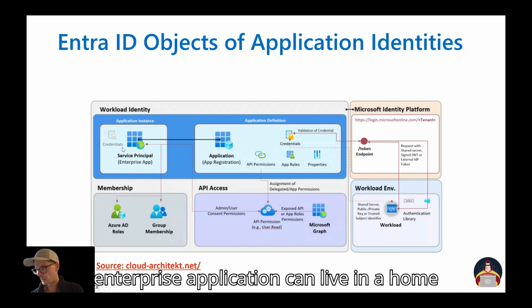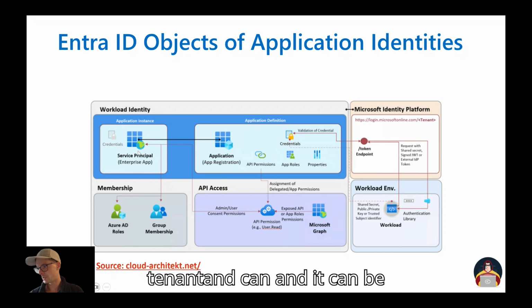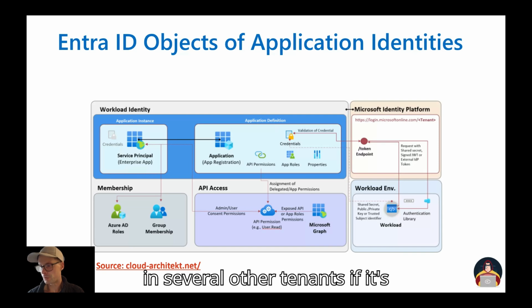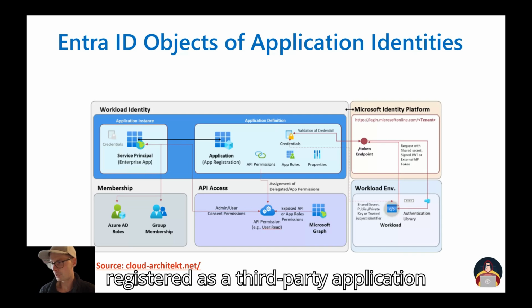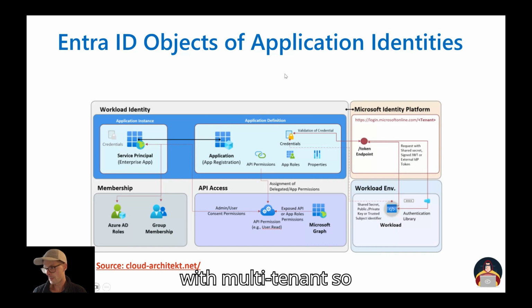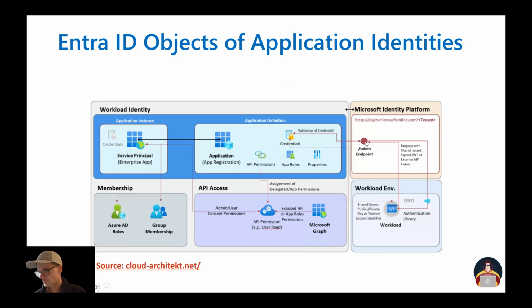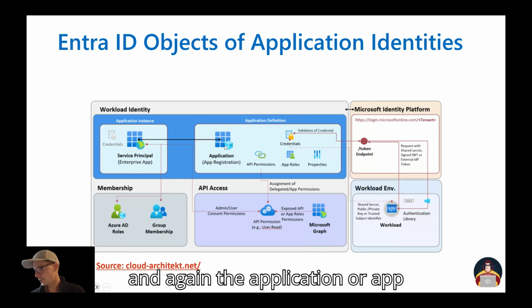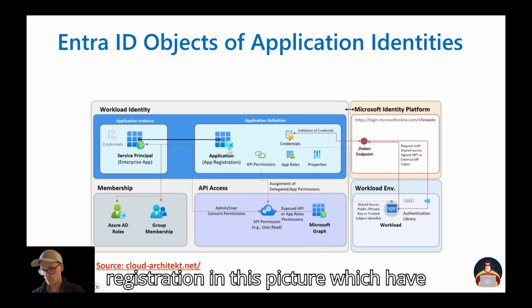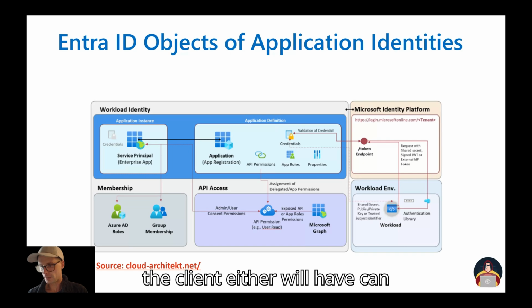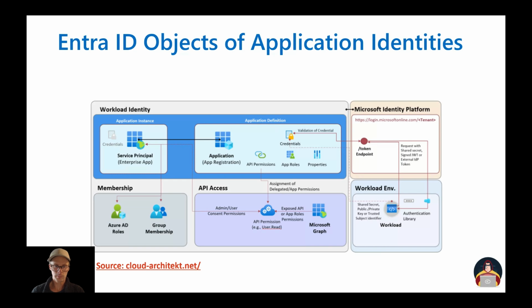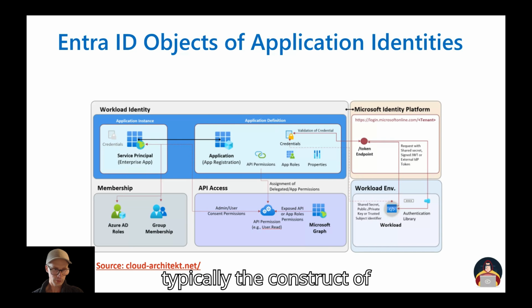So an enterprise application can live in a home tenant and it can be in several other tenants if it's registered as a third-party application with multi-tenant. And again, the application or app registration in this picture, which has the client ID, can have a secret or it can have a certificate, and this is typically the construct of an Entra ID application.